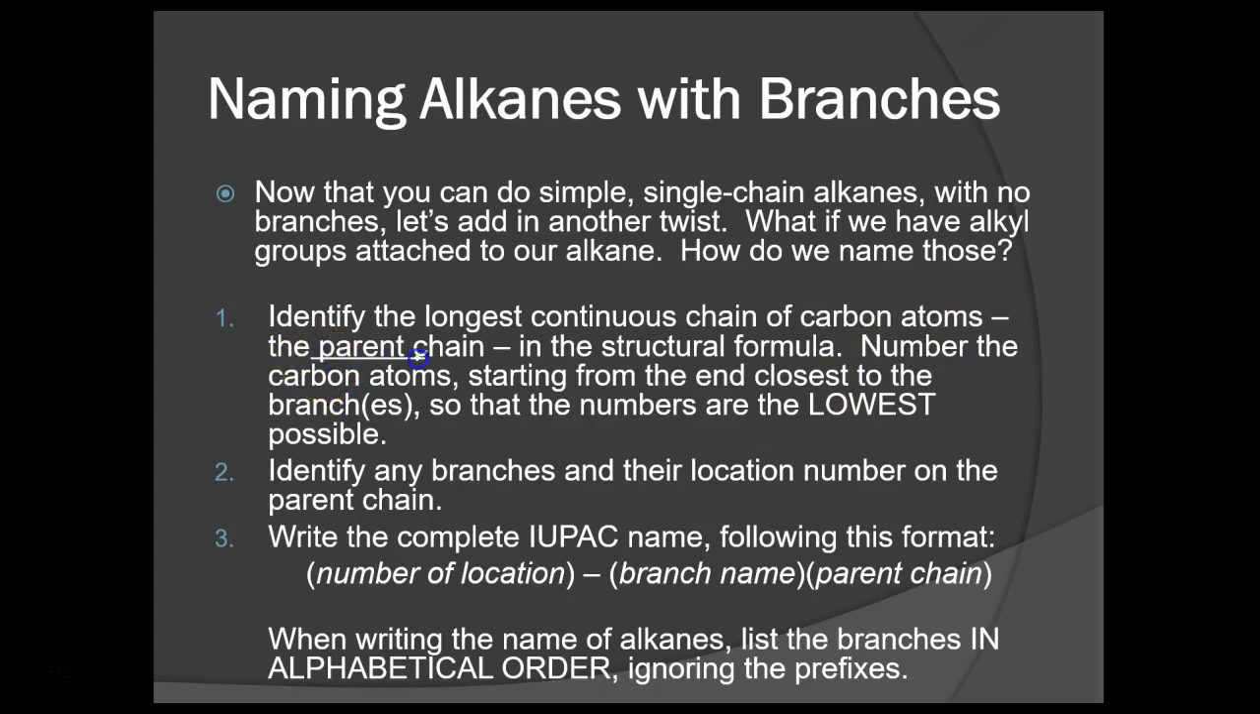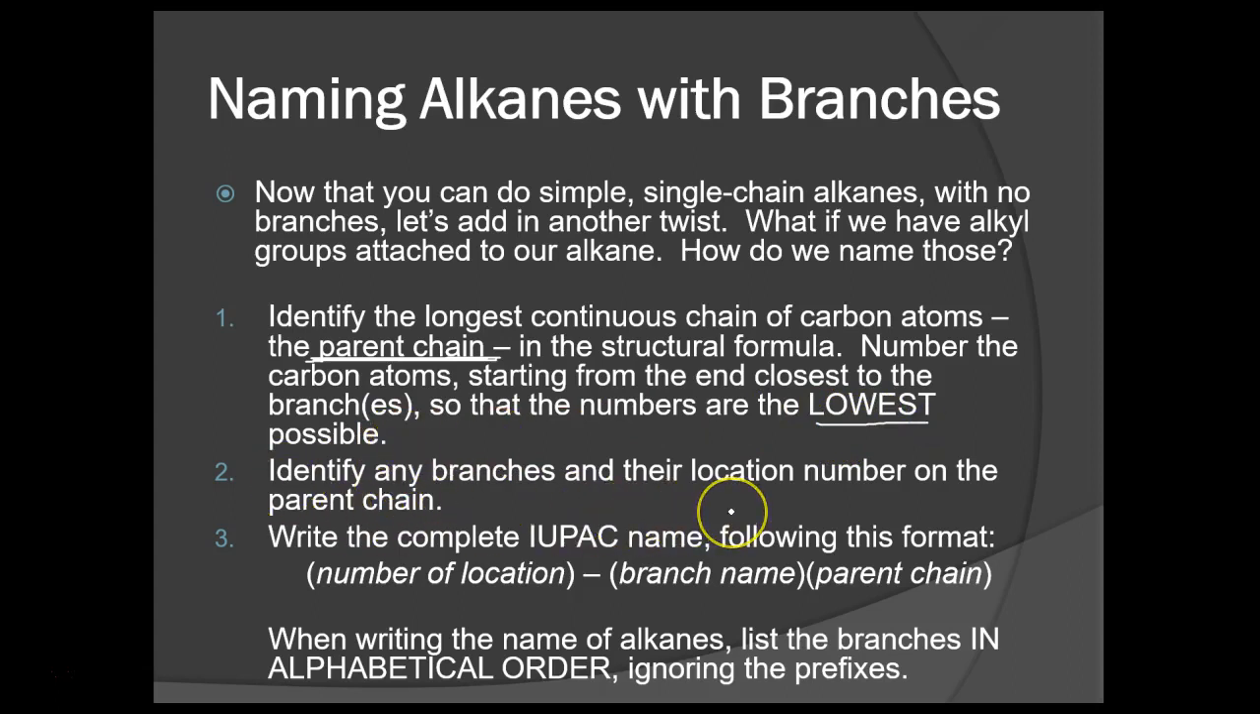I am going to use that term exclusively now, the parent chain. Maybe not the root anymore, but we'll call it the parent chain. So you're going to have a look at the structure in front of you and count along to find the longest continuous chain of carbon atoms in a row. Then we're going to number the carbon atoms from the end closest to the branches so that the numbers are lowest possible. I'll explain what that means in a second with an example.